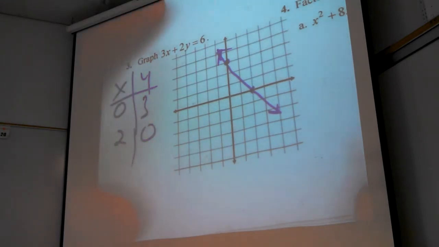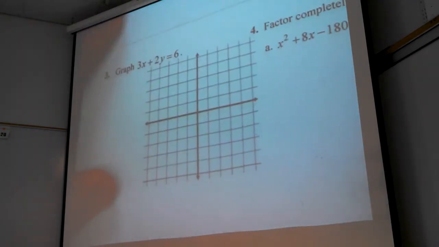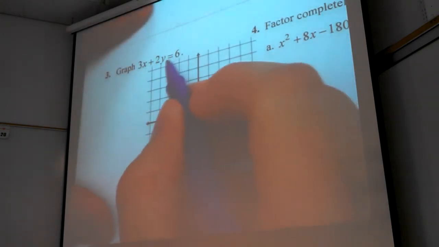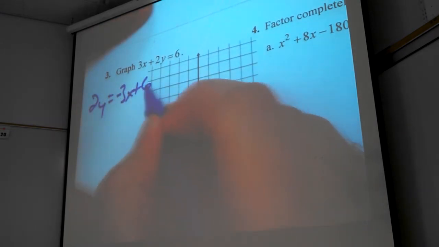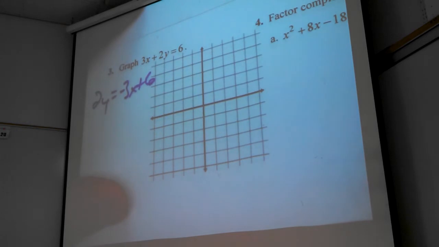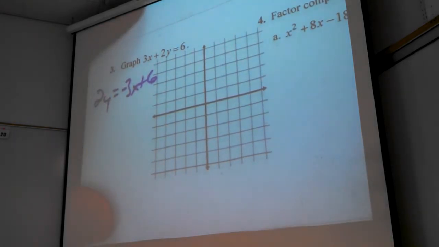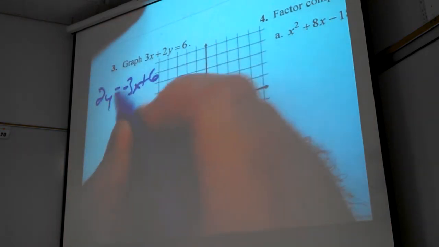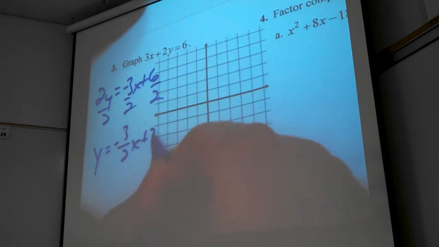Now, the other way to do this is to solve for y, because that forces it to be in a y equals mx plus b form, right? So to solve this for y, I subtract the 3x, and then, of course, divide by 2. So you get y equals negative 3 halves x plus 3.